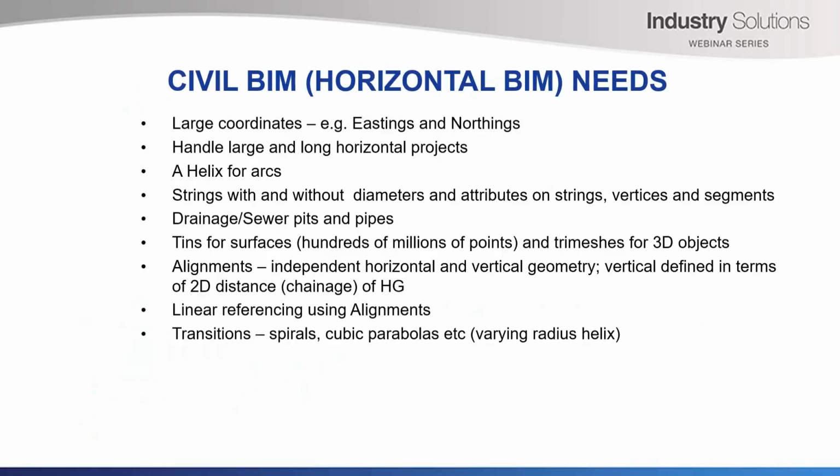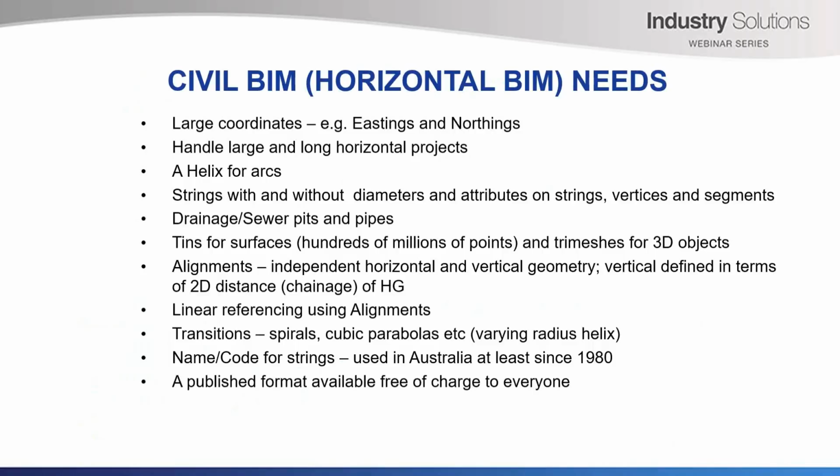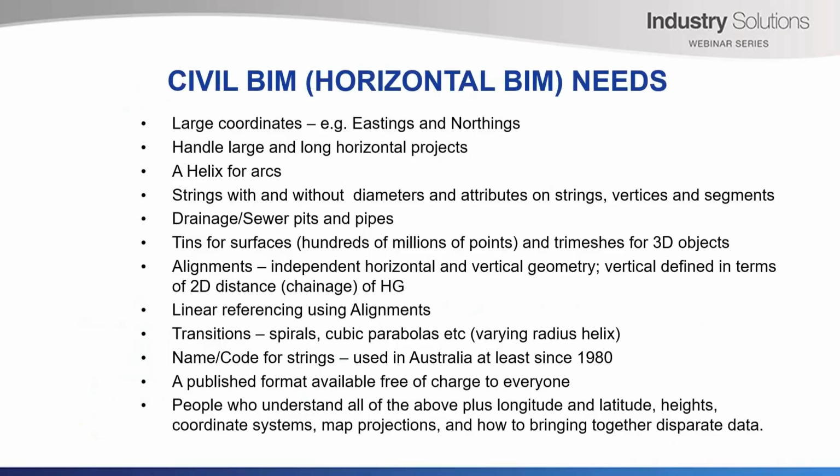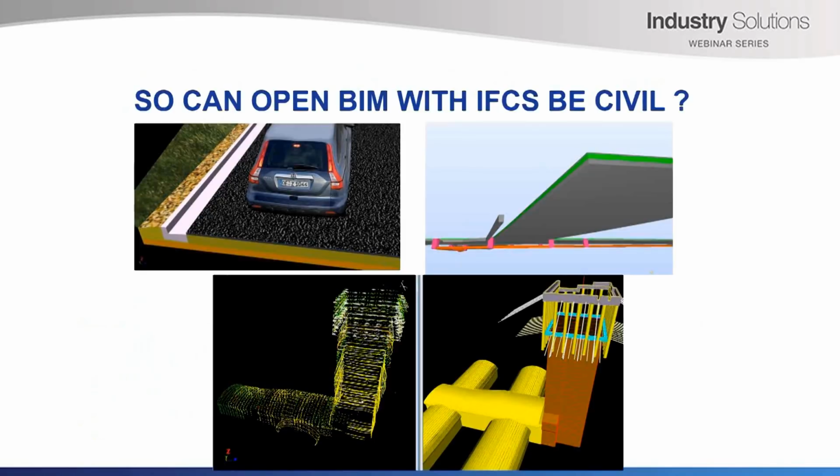You need transitions. So you've got spirals, cubic parabolas, and so on. They're essential because they're in all road design. You need names for strings. And luckily in Australia, most of us have used names of things since 1980. And you need a published format that's available to everybody. So those are the things we're going to need. You also need people who understand all these sorts of things, including coordinate systems and so on. So we'll now just go and see, well, can Open BIM actually be civil? Can it actually do all these things?